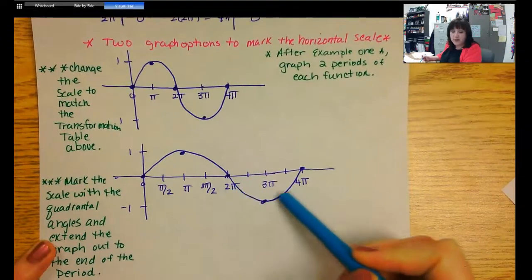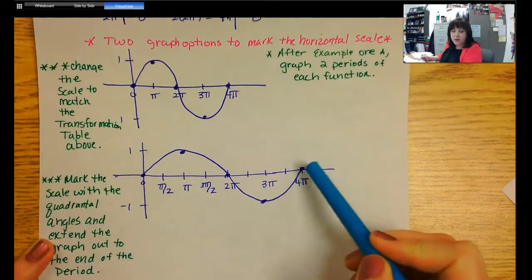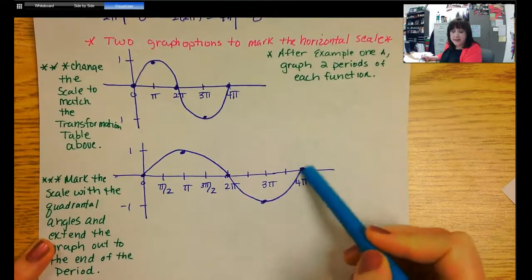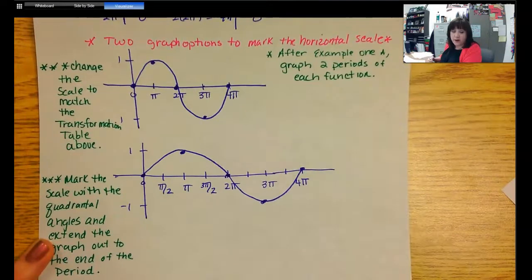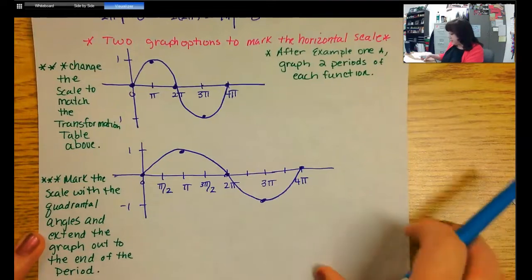And so I'd have to do that again to get the second half, which means that one period isn't ending until I get all the way out to 4 pi. So this one we would put in the points that we needed to help stretch it out. So there you can definitely see the transformation.